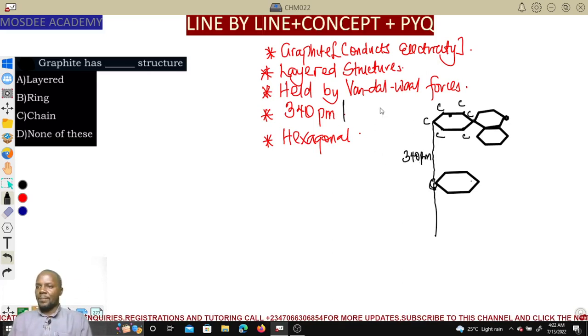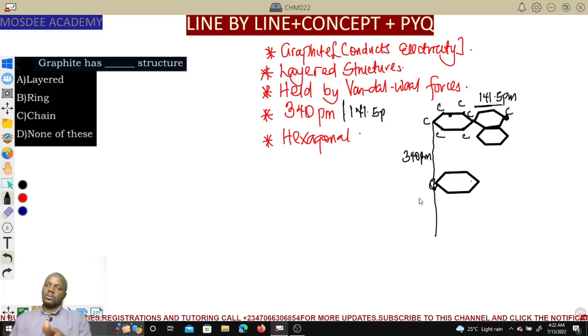The horizontal gap is not 340. I think the horizontal gap is 140.5 or 141.5. I think it's 141.5. That is 141.5 picometer. So be careful, because questions sometimes in A level can test you about this, and most of you have actually memorized all this.